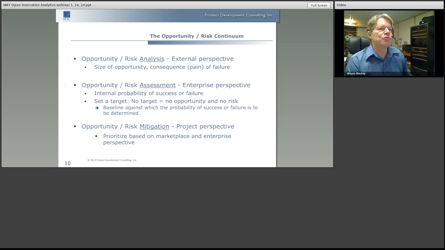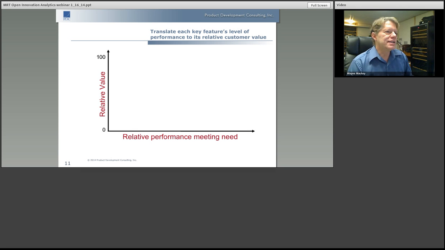We've defined the risk continuum, but now we need a couple of tools to be able to do that. This is a simple tool, like all good tools are, and it looks at the relative value to the customer versus the relative performance that meets that need that you can achieve. And this is the first step in understanding and executing, if you will, a risk management around open innovation.